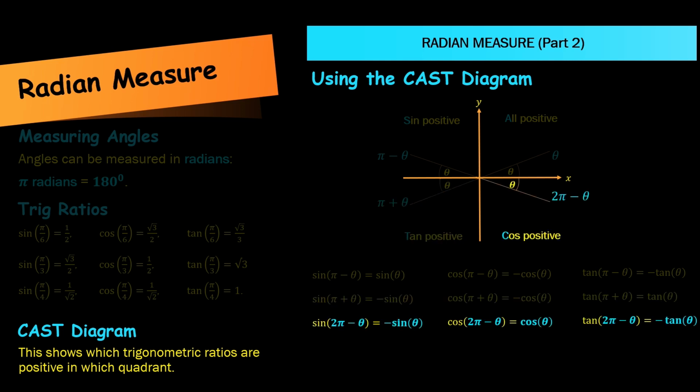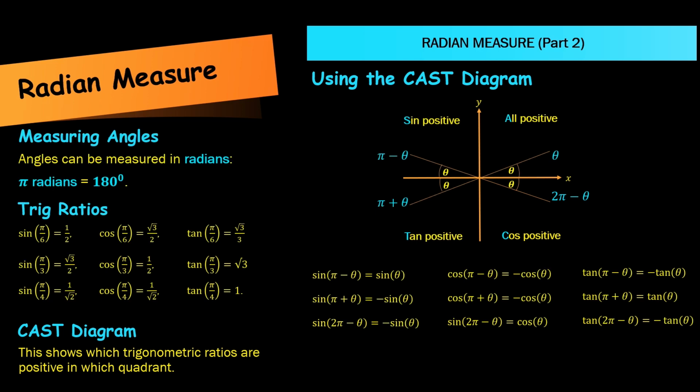And finally, in the cos positive quadrant, we have that only cos is positive here. So sine of 2 pi minus theta equals minus sine theta, cos of 2 pi minus theta equals cos theta, and tan of 2 pi minus theta equals minus tan theta.